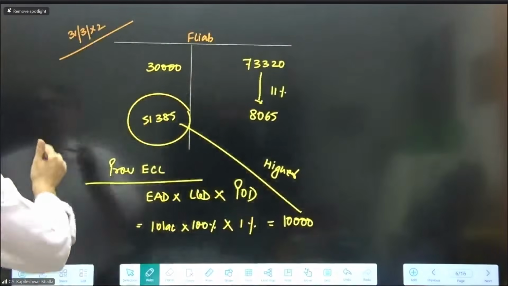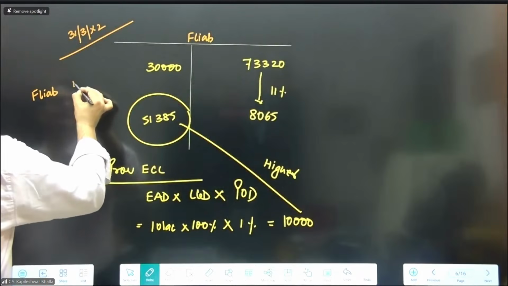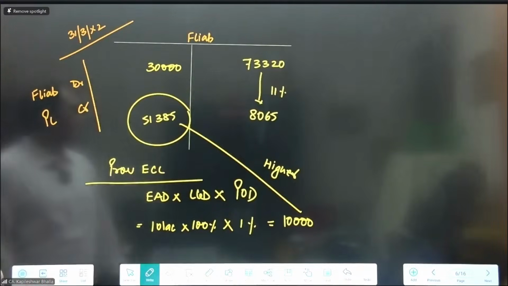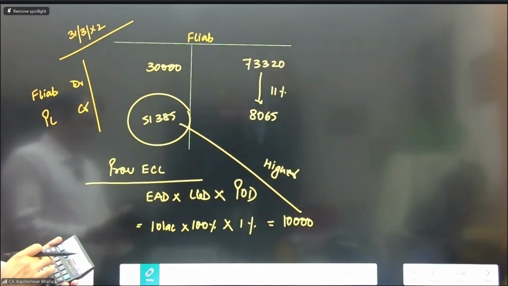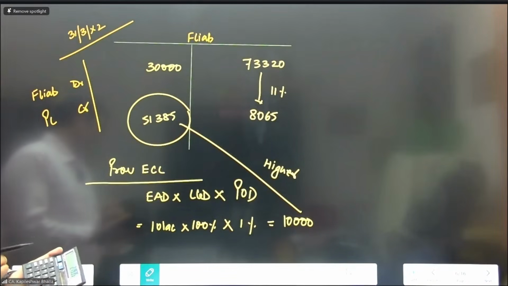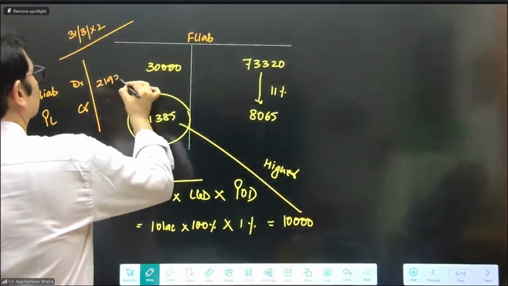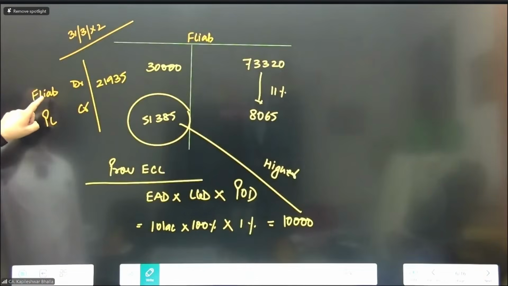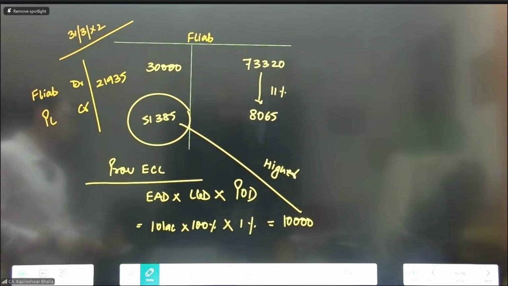So the entry becomes financial liability gets a debit, profit and loss gets a credit, and we take the difference between 73,320, 51,385. So the difference works out at 21,935. The difference is 21,935. So reduction in the value of the financial liability is taken in the profit and loss. Great.